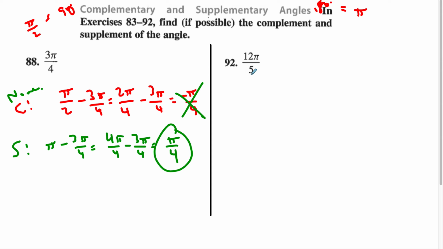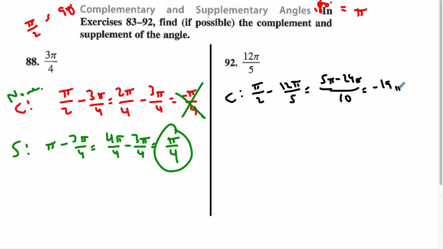So then we repeat this process. Complementary would be pi over 2 minus 12 pi over 5. Ooh, that's ugly. That means I need to put this over 10, which means I have to multiply this by 5, so 5 pi, and I have to multiply this by 2, minus 24 pi, which is a negative 19 pi over 10. So there is no complementary, none. No complementary angle.